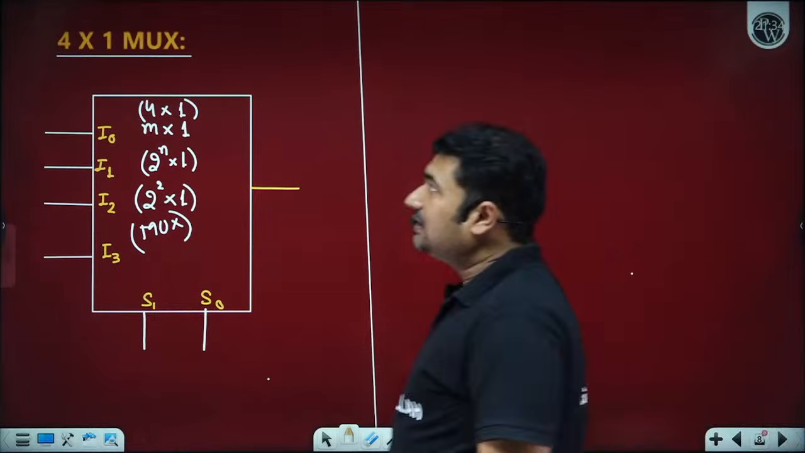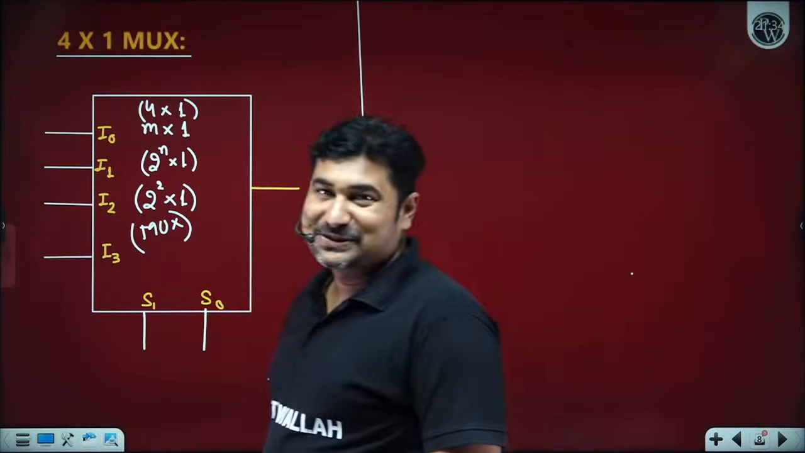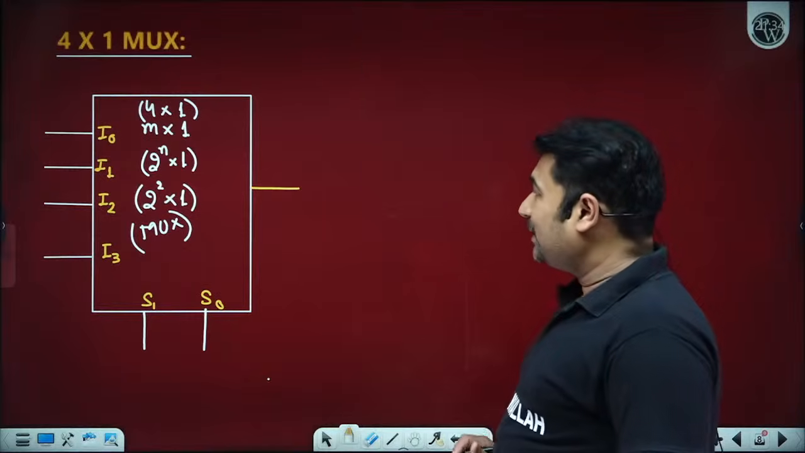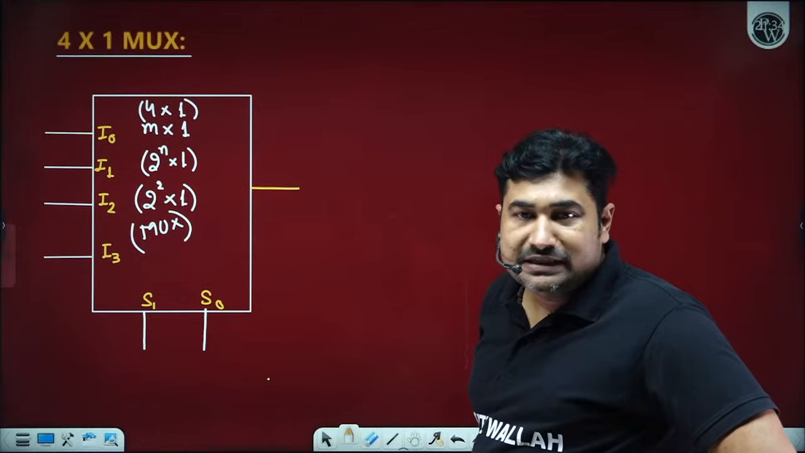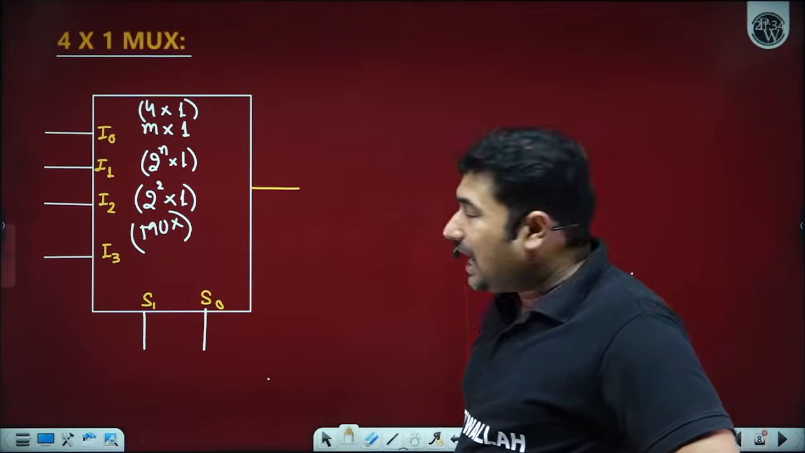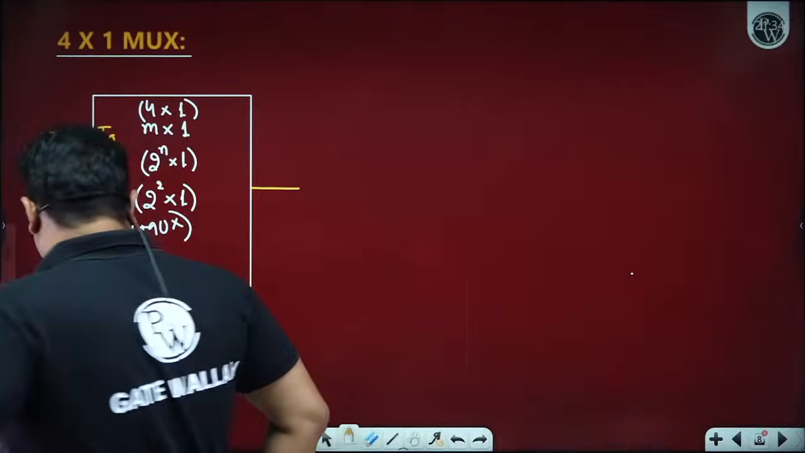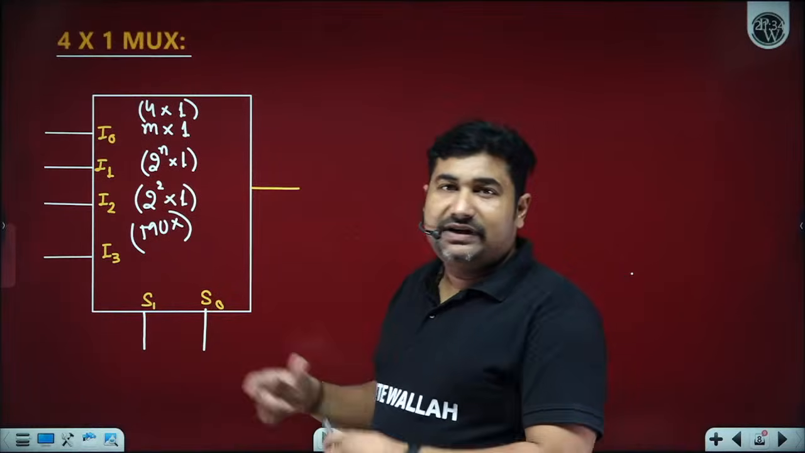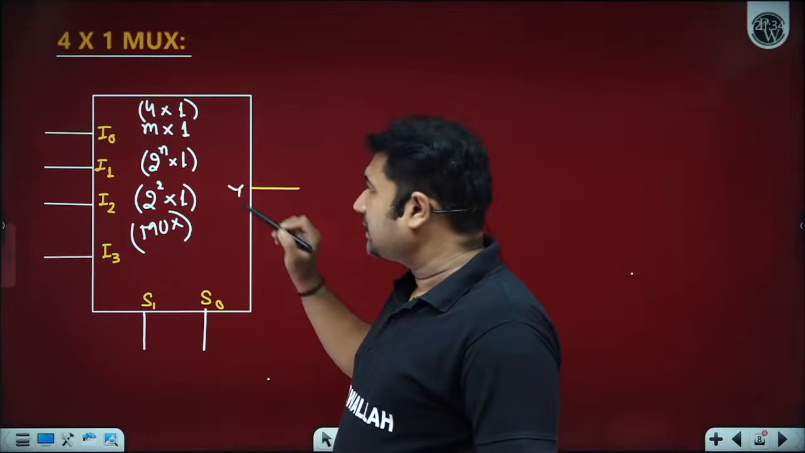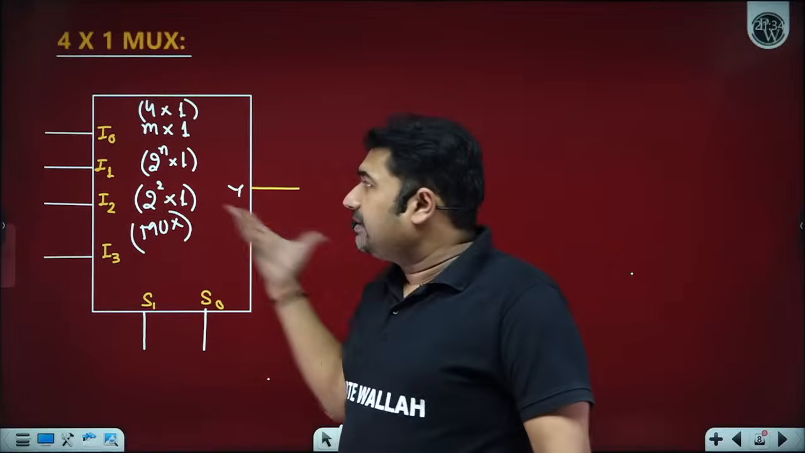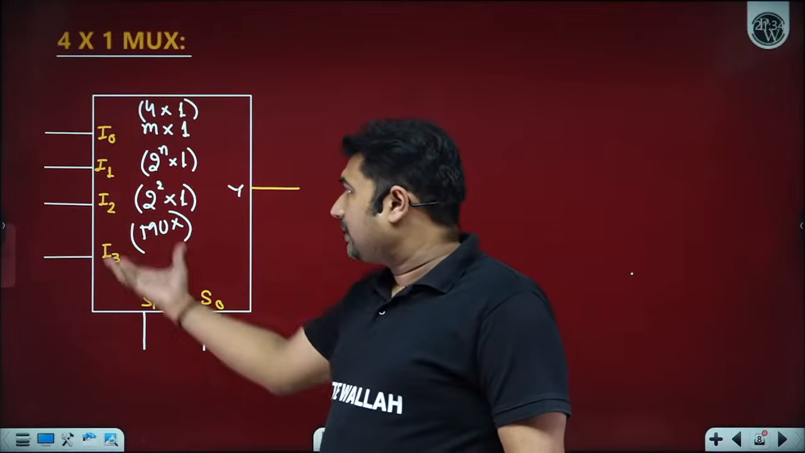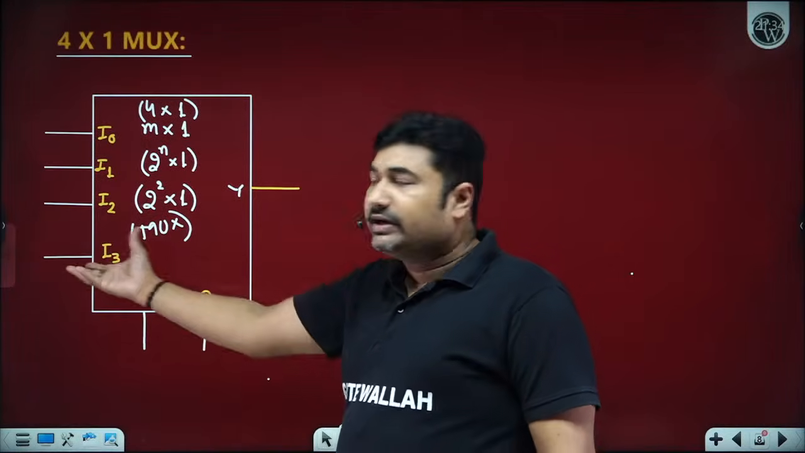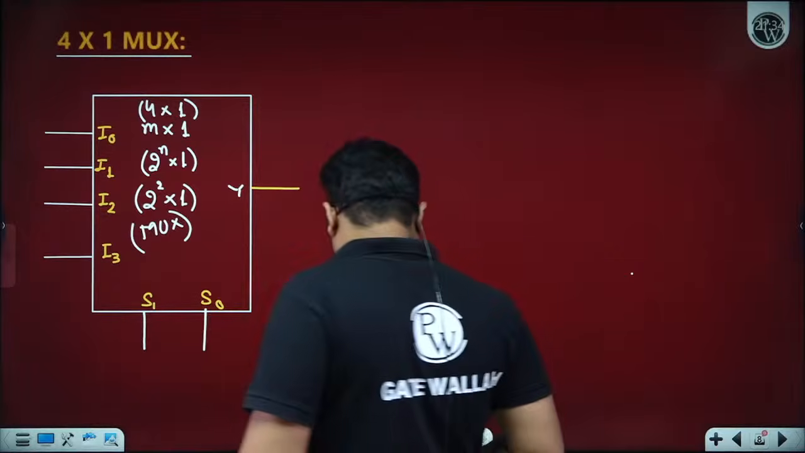Now come back to this 4 cross 1 size mux. Now please observe here. How will a 4 cross 1 size mux work? All of you able to understand, if we apply 0, 0, then definitely I0 information is going to transfer to output Y. For 0, 1, I1 pin information is going to transfer to output Y. For 1, 0, I2. For 1, 1, I3 pin information is going to transfer to output Y.